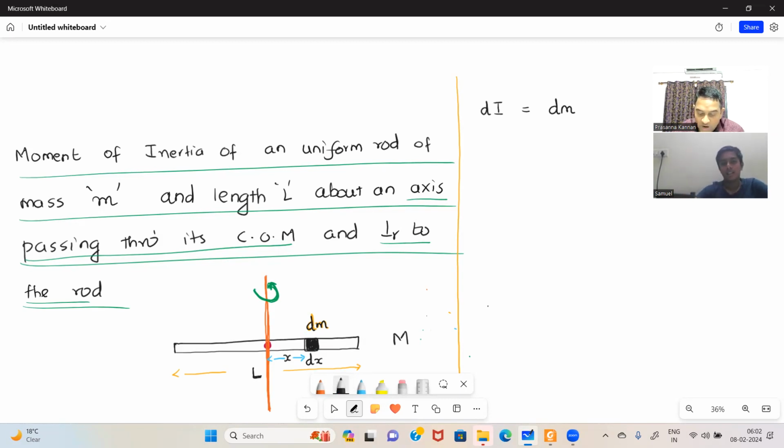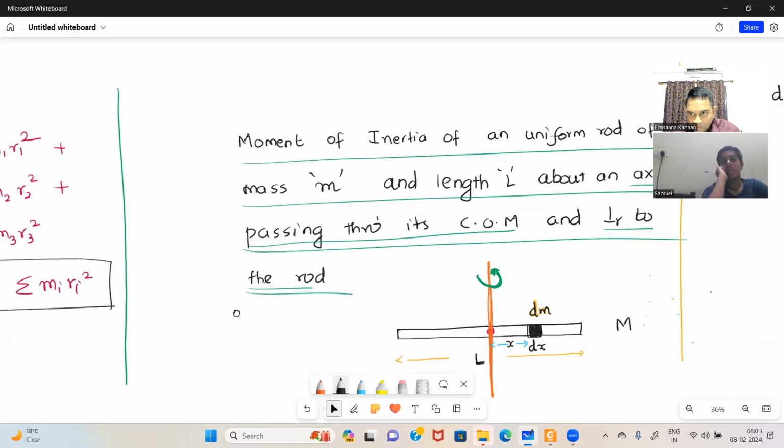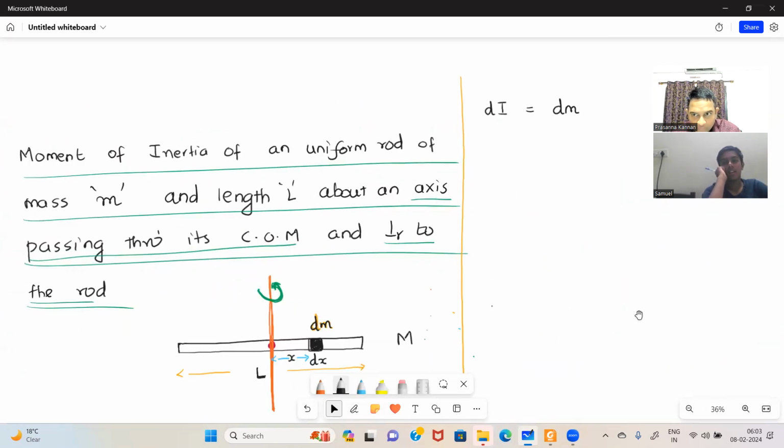So this mass, at what distance is it from the axis? I've shown you that in the diagram. x. Very good. So what is the small moment of inertia going to be equal to? dm into? Did I not tell you it is proportional to the square of the distance? Are you not doing r squared every time? So dm into the square of the distance. The distance is x. So dm into x squared.